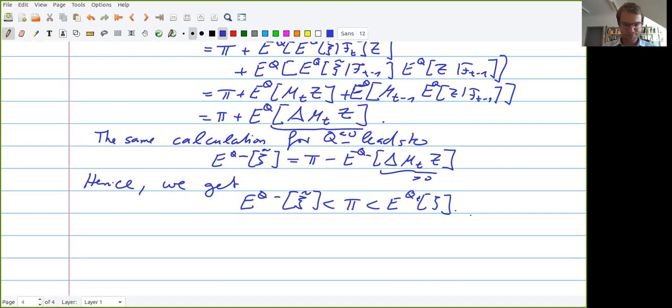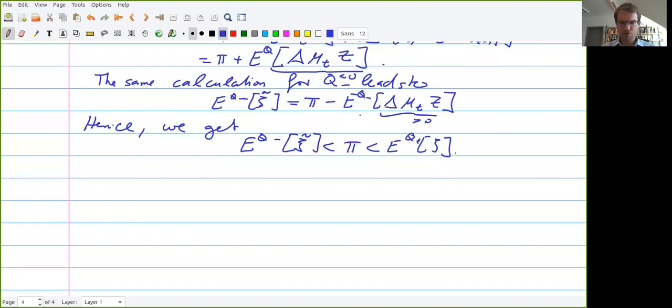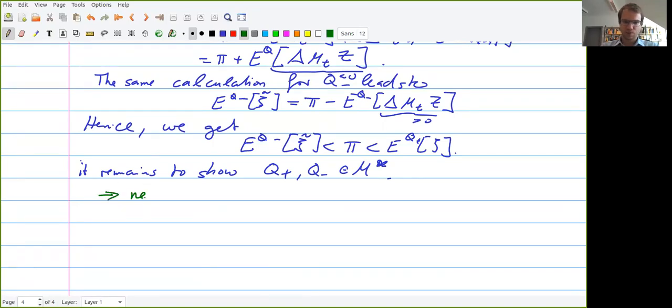All right. So now it remains to show that Q, Q plus, and Q minus are equivalent martingale measures. We need to do two things again. We need to check that it's an equivalent probability measure, and we need to check it's a martingale measure. Unfortunately, I'm running out of time, so this is where we start next time.